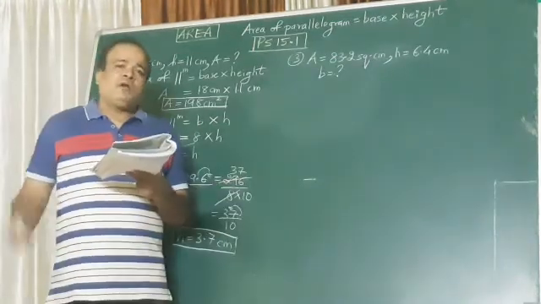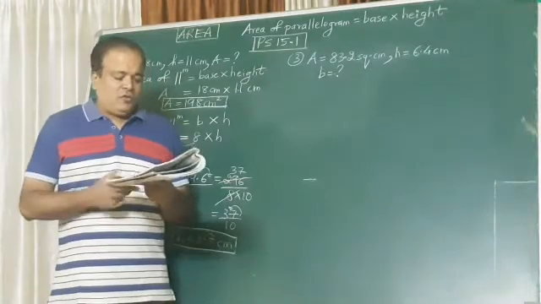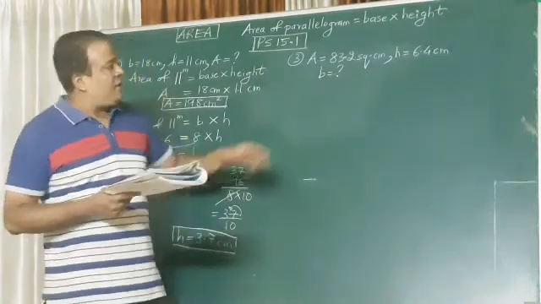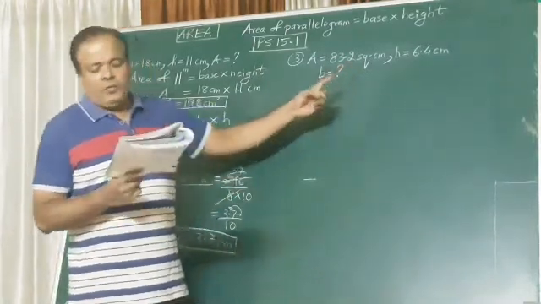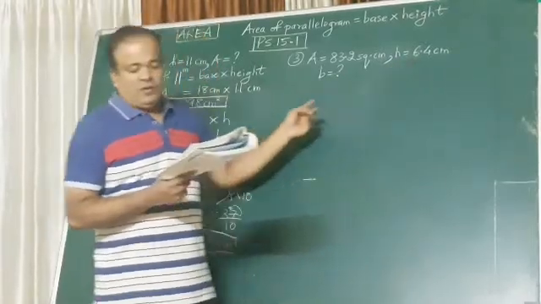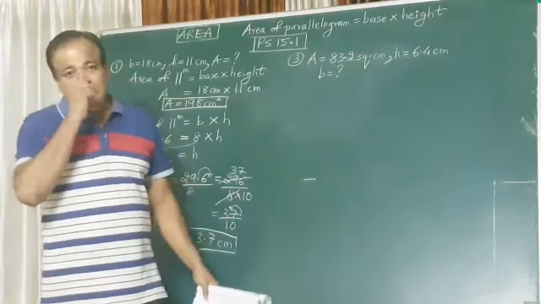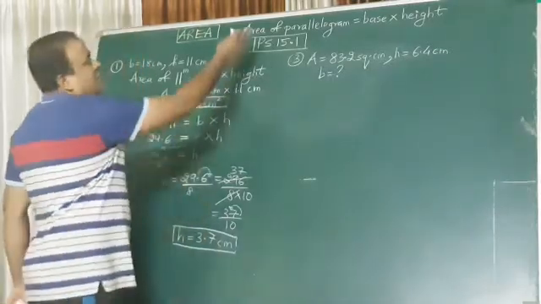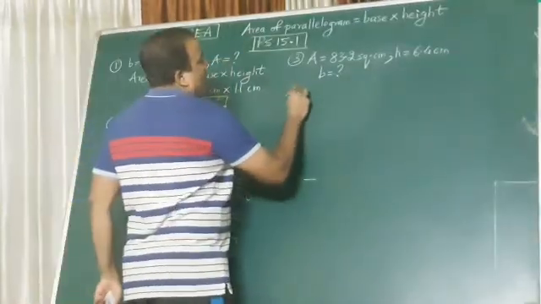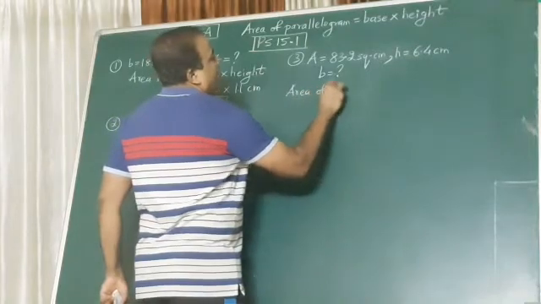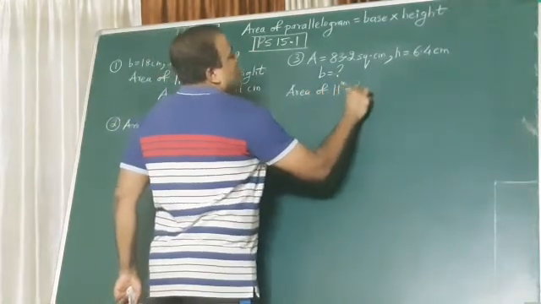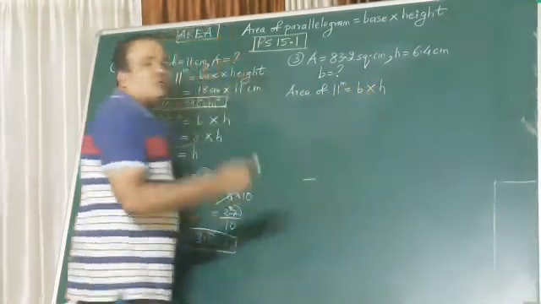So we go on to the third type of sum now. They say the area of a parallelogram is 83.2. I've written the data here: 83.2. Height is 6.4. They are saying find the length of the base. So base b equals question mark. Again, what formula? Same formula. Area of parallelogram is base into height. So just fill in the data.